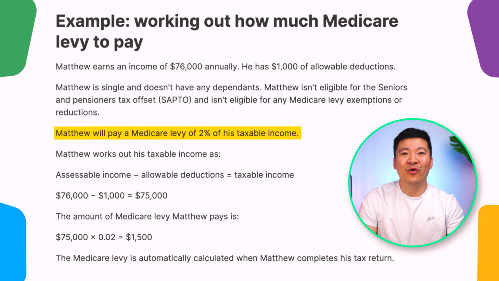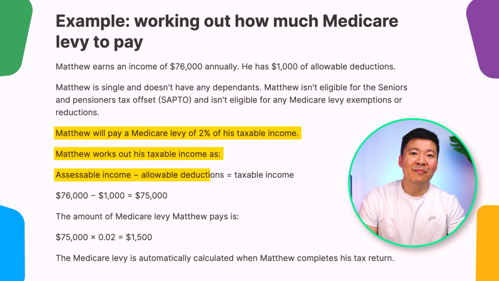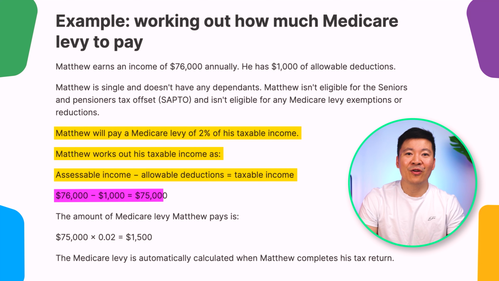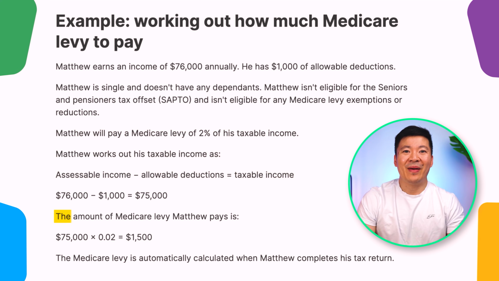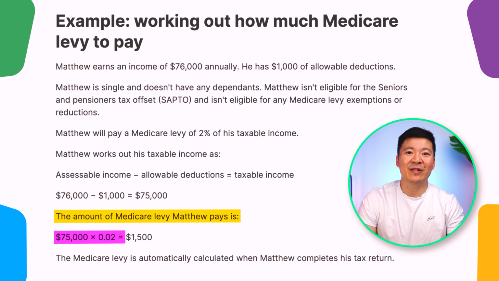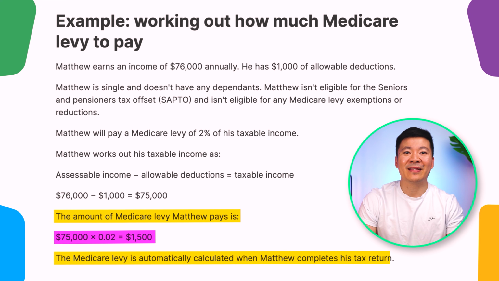This is how Matthew would work out his taxable income. Matthew would work out his taxable income using this formula. Taxable income equals assessable income minus allowable deductions, as shown below. So $76,000 take $1,000 equals $75,000. So the amount of Medicare levy Matthew pays is $75,000 times 2%, which is $1,500. The Medicare levy is automatically calculated when Matthew completes his tax return.